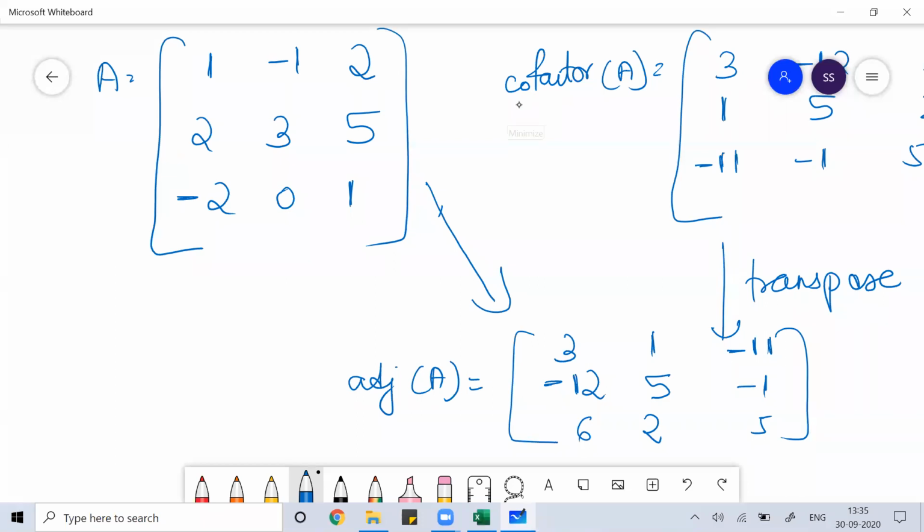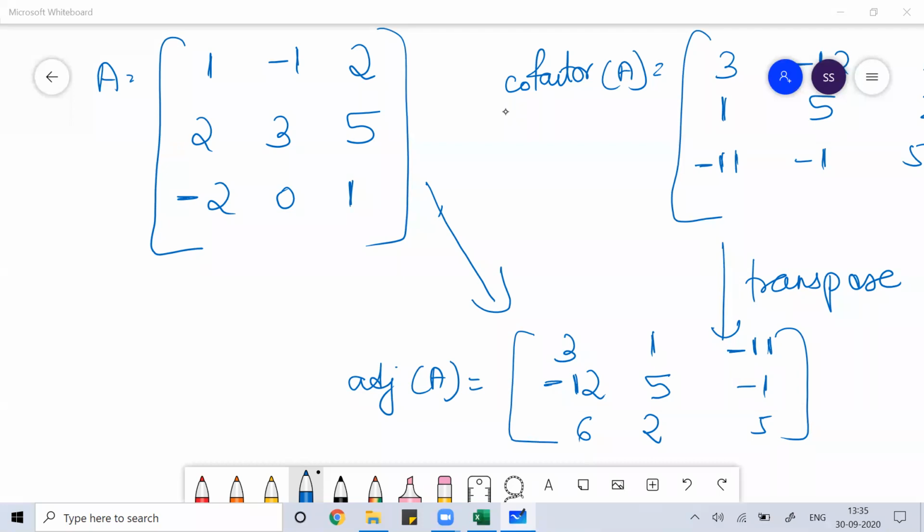Very good, Aman. So you do the transpose of the cofactor, you get the adjoint. If you divide the adjoint by the determinant, you will get the inverse of the matrix. So let's find the inverse of A. Very good, Pawan.